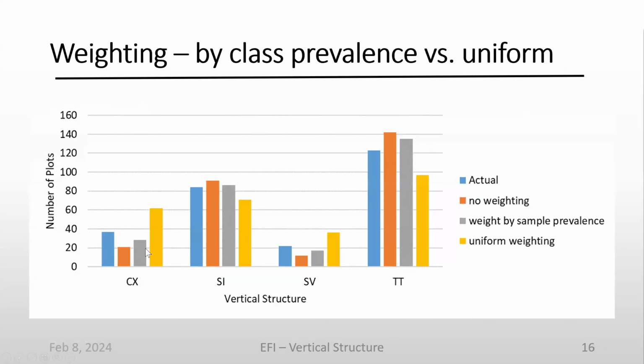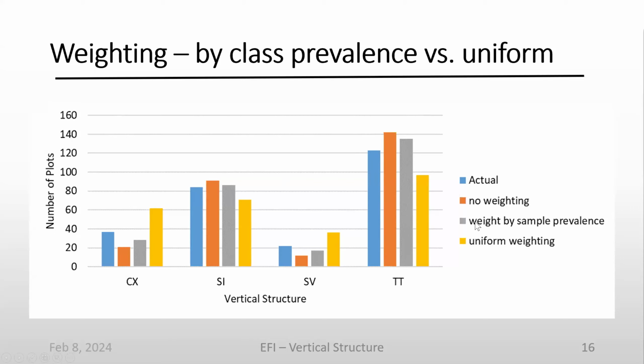So in this bar chart, the blue bars are the actual frequency of plots by vertical structure. So 2-tiered was the most common, followed by single, and then complex and single with veterans. The dark orange represent our predictions without any weighting. So again, we over predicted the more common conditions and we under predicted the less common conditions.